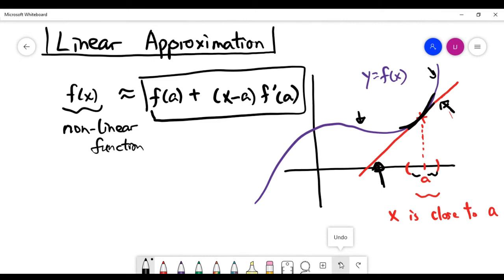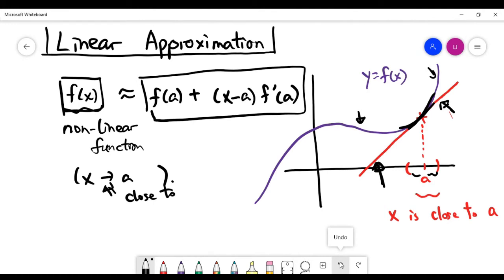The fact is that instead of calculating the value on the left hand side, which is f of x, if x is very close to a, so they are very close, then instead of going for the left side, we can compute the corresponding value for the right hand side. And since x is so close to a, we expect that the left hand side value is very, very close to the right hand side value. So it is an approximation process.